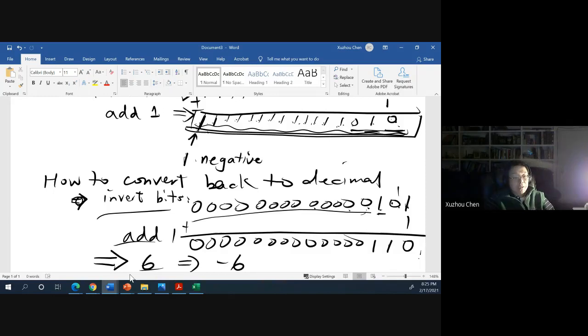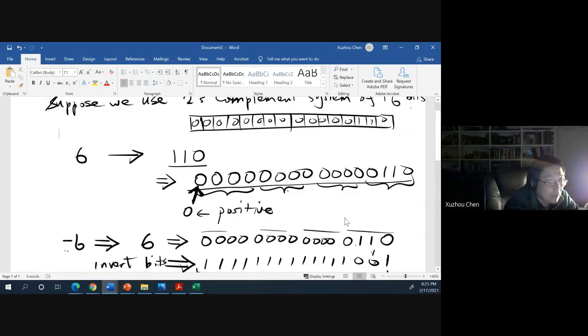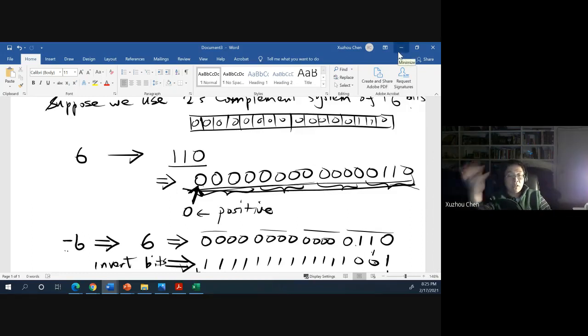Now, for a positive number, you don't have any problem. If this is the number you want to convert into a decimal, because it's positive, you just directly convert it into a decimal, which is 6. There's no trick in there. So that's basically how you can convert back and forth between the decimal number and the two's complement notation. The two's complement notation includes both positive and negative numbers. That's basically the trick we're going to play.